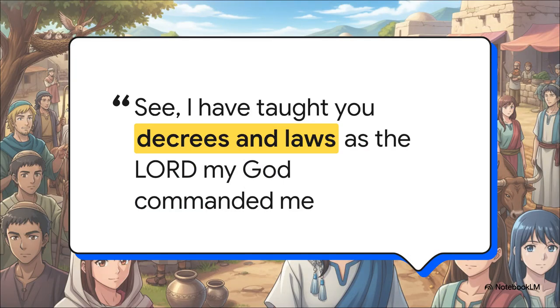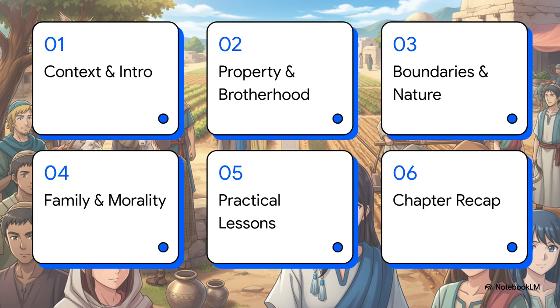Today, we explain Deuteronomy chapter 22 in a clear and simple way, step by step. Here's how we're going to tackle this today. First, context and introduction. Second, property and brotherhood. Third, boundaries and nature. Fourth, family and morality. Fifth, practical life lessons. And finally, a quick chapter recap.